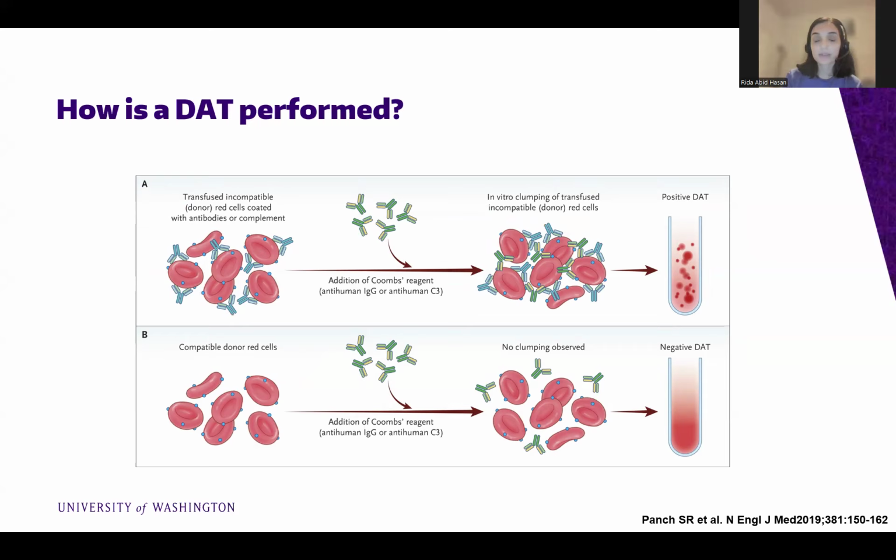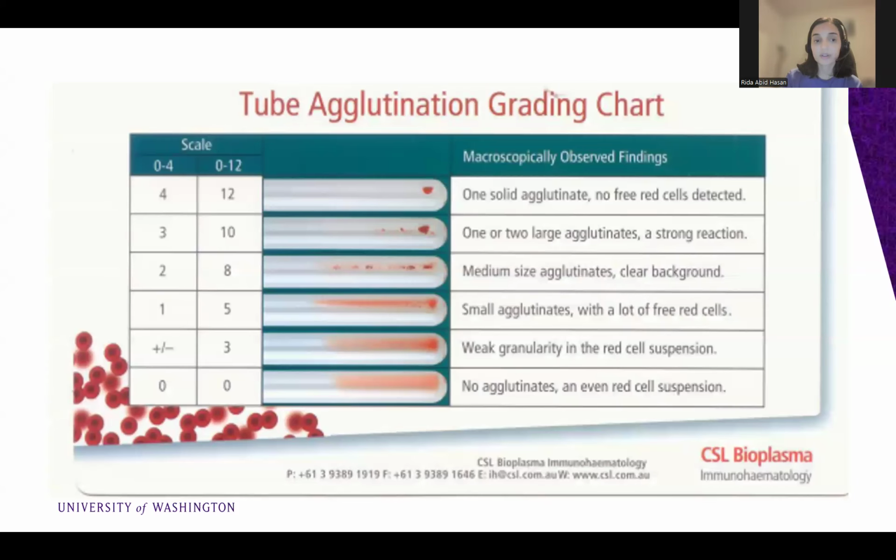And when we talk about agglutination, we do grade it. So it's a scale of 0 to 4, and this is often what you're seeing in the lab results. So you're seeing either weak, 1 plus, here on the 0 to 4 scale, 2 plus, 3 plus, 4 plus.